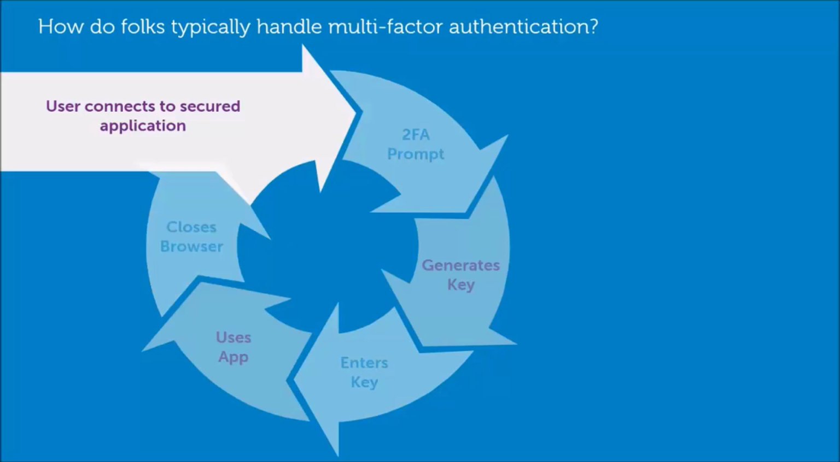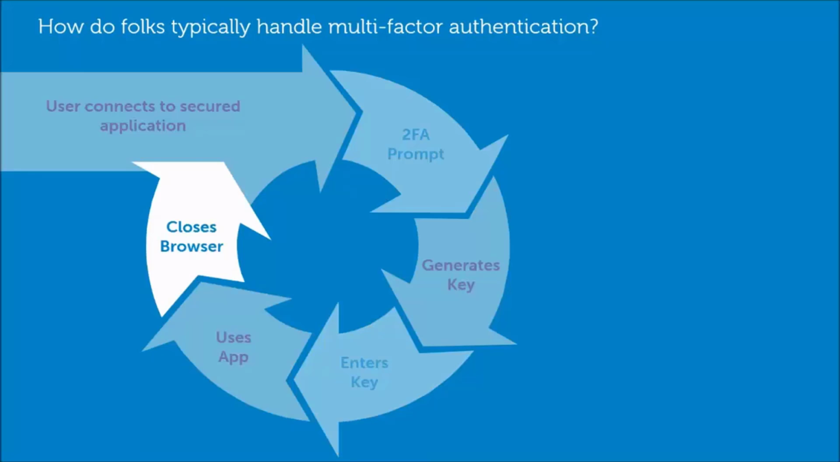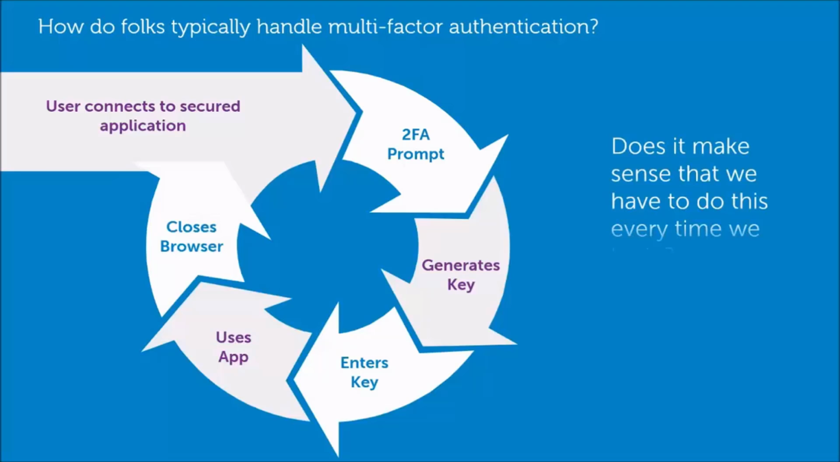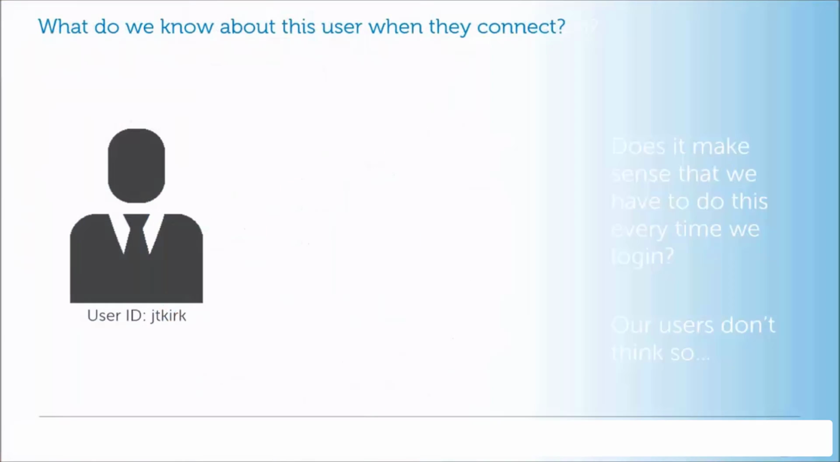Next time they go to that application, they connect, they get another two-factor prompt. They generate their key, they enter their key, they use their app, and they close their browser. Essentially this just happens over and over again because the policy has been hard-coded. Anytime users access this application, I'm going to show them a multi-factor authentication. We don't believe that this is the best way to do things anymore, and that's one of the reasons why the risk engine was introduced into Cloud Access Manager.